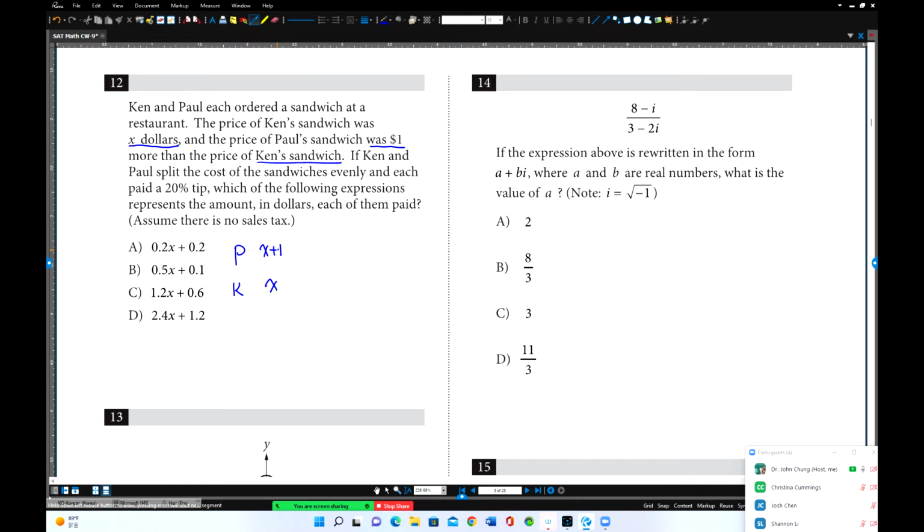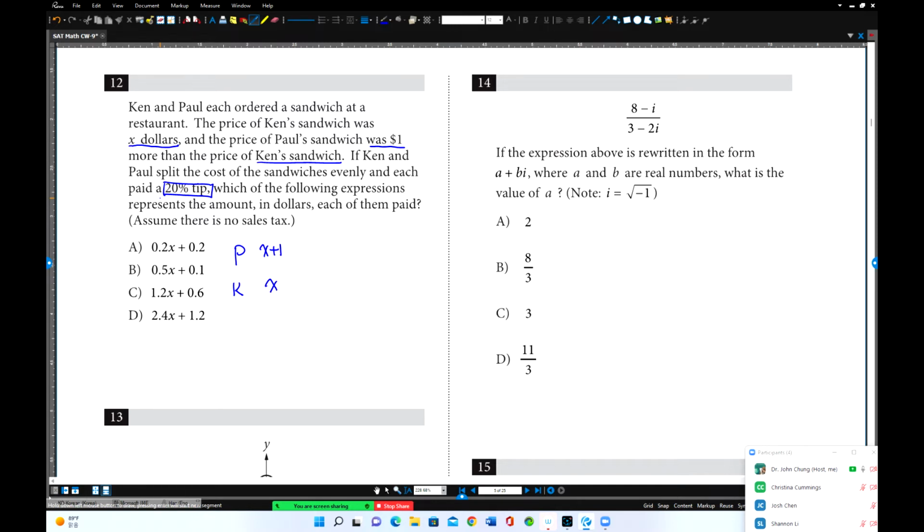Okay, they order different sandwiches. Ken and Paul split the cost of the sandwiches evenly, and each paid what? 20% tips. Okay, alright. Which of the following expressions represents the amount in dollars each of them paid?